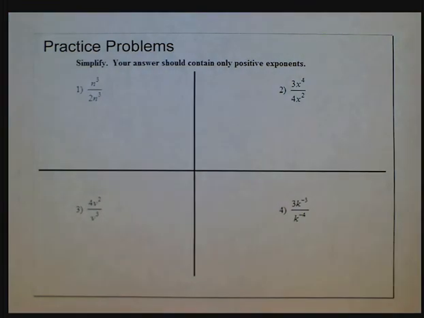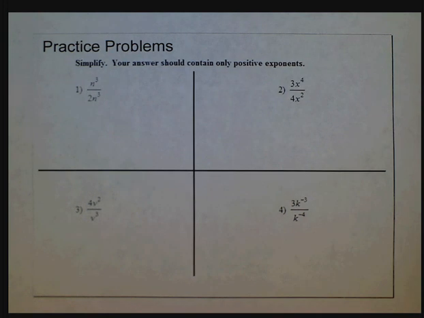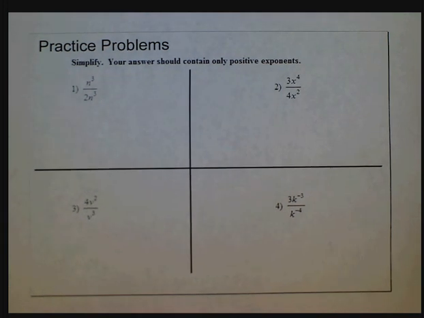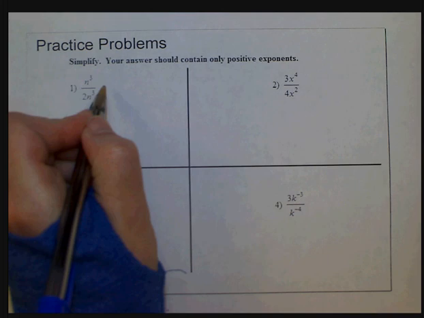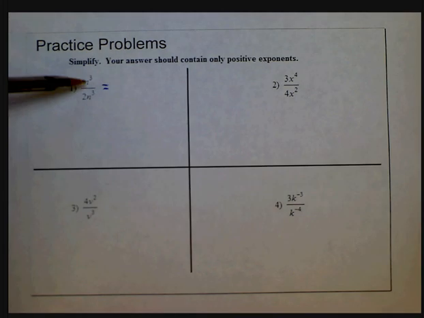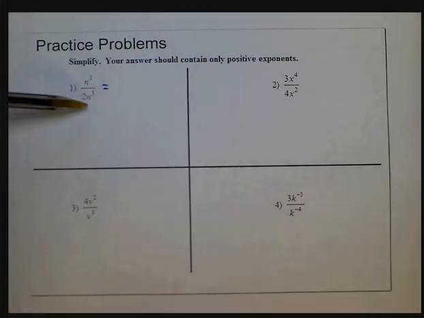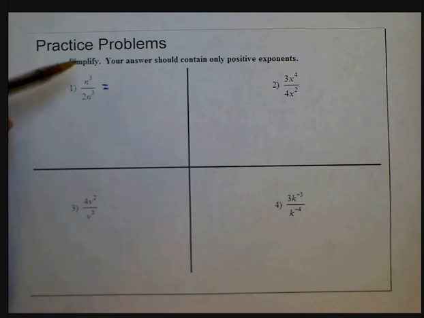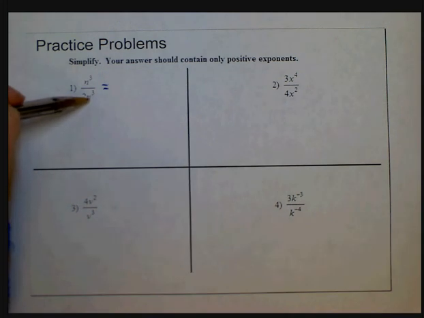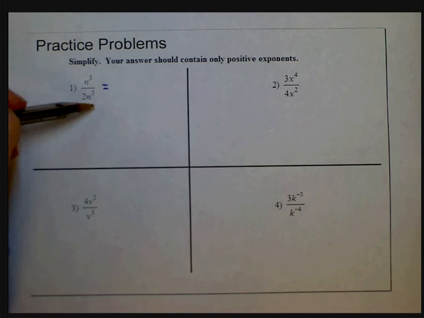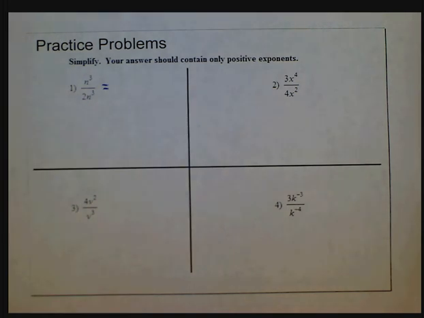Alright, so here we go. We're going to simplify, and our answers should contain only positive exponents. So with the first one, I have n to the third divided by 2n to the third. So I have like bases being divided, so I'm going to subtract the exponents. Whenever you have this rule going on, when you subtract the exponent, it brings that base to the top of the fraction.